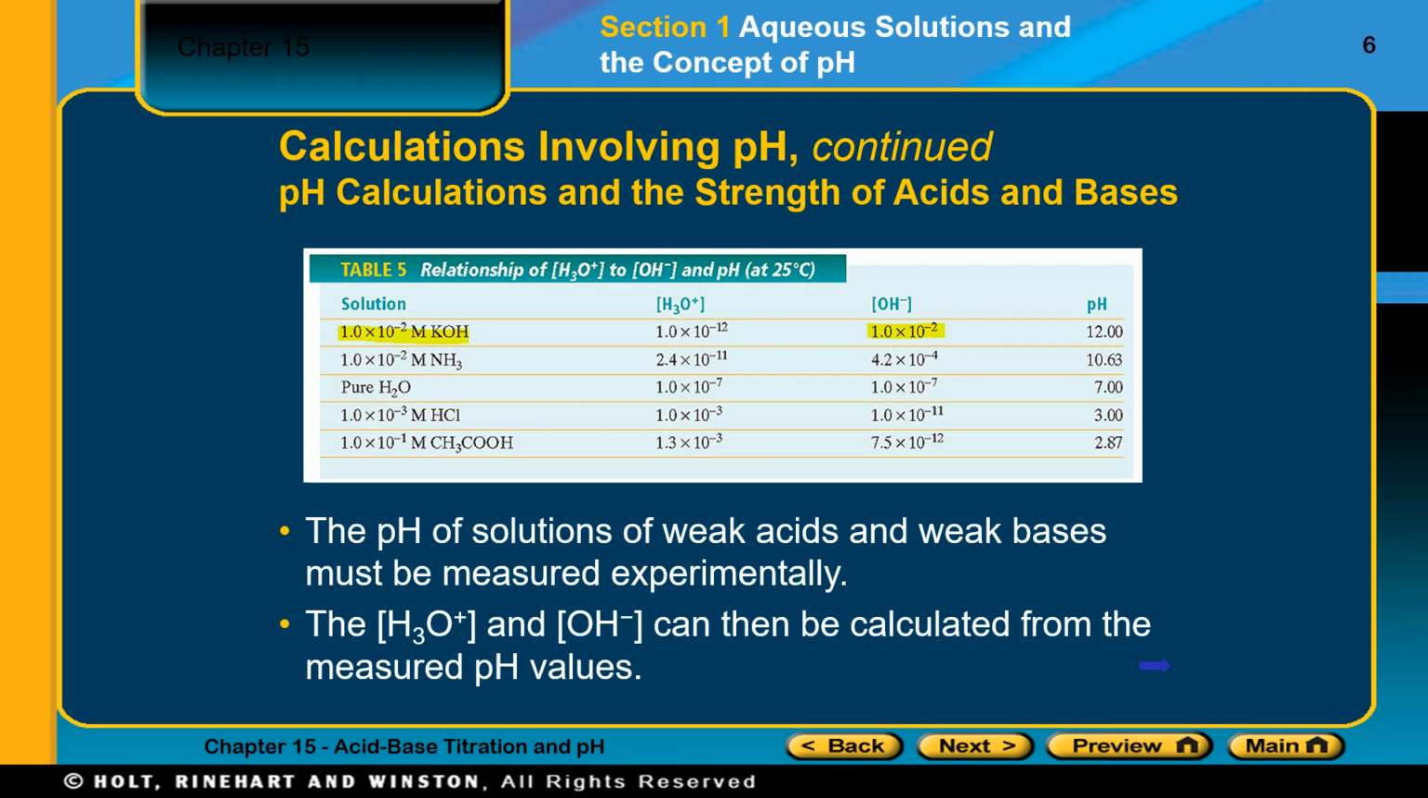So we know the OH. Then to calculate the hydronium ion concentration, we're going to take 1.0 times 10 to the minus 14 and divide it by this number right here. And that will give us 1.0 times 10 to the minus 12. And then if we take the negative of the log of the hydronium ion concentration, we find out that the pH is going to be 12. Okay, pH is going to be 12. Comes from this part right here.